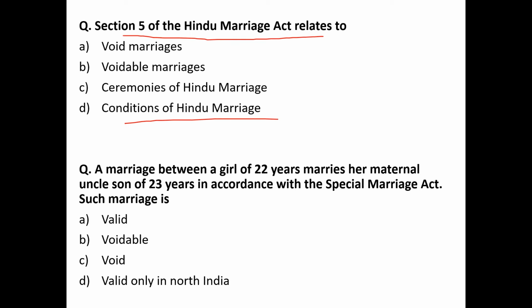Option D. Next question. A girl of 22 years marries her maternal uncle's son of 23 years in accordance with the Special Marriage Act. Such a marriage is void. Option C. Because it comes within sapinda relationship and prohibited relationship.